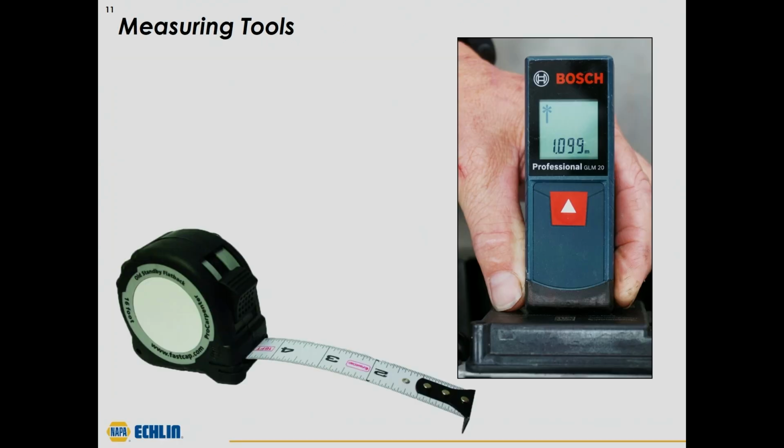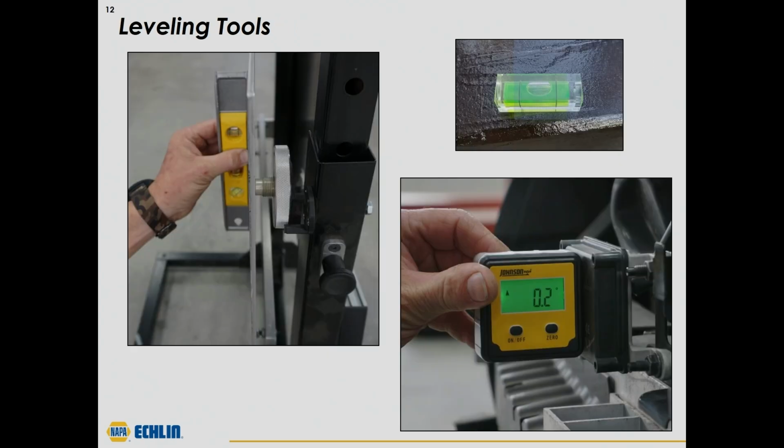Now for measuring tools, we can again go the mechanical method and use something like a tape measure, or we can use a digital readout. Here we've got a Bosch unit, and we have it right on the face of the radar, measuring over to our target, making sure we're at the distance we need to be to perform a calibration. Again, we're going to have a series of leveling tools also. So tons of measuring tools are going to be required in order to perform these calibrations.